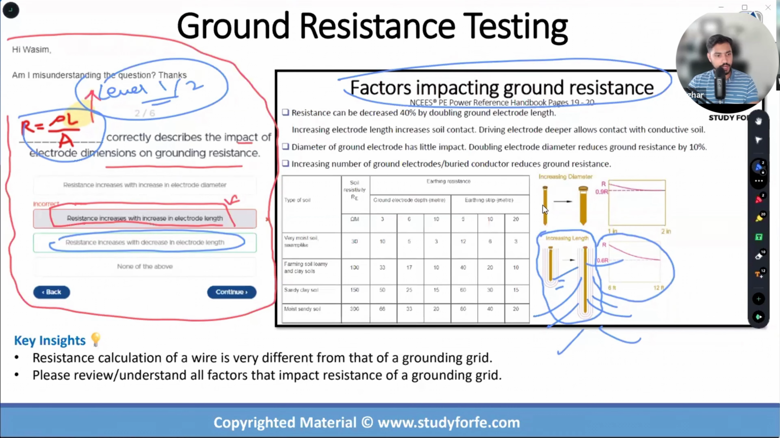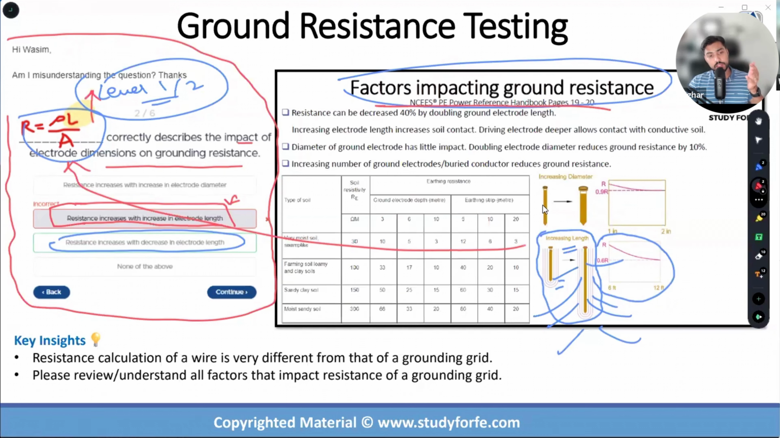So increasing the length of the electrode in the context of ground resistance actually cannot be explained simply by this equation. There are a lot of other factors at play. And understanding these factors conceptually, theoretically, and relating them to actual practice, I think it's fair game on the exam, even though they have not mentioned them in the reference handbook. Does it make sense, guys? Okay. So it was a good question.